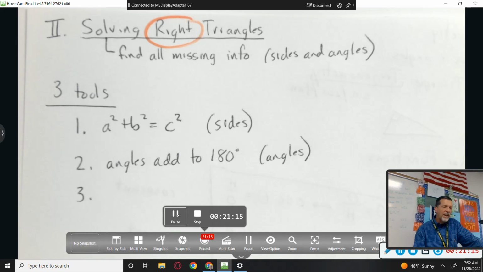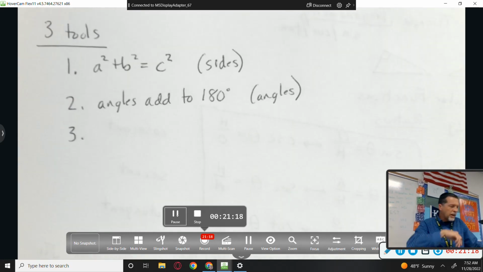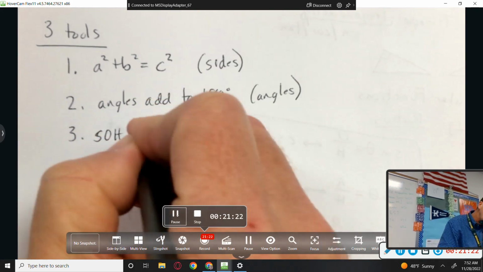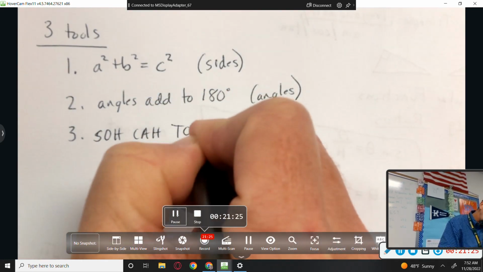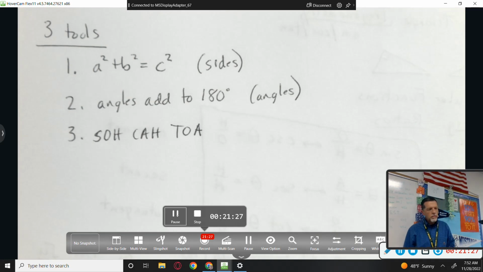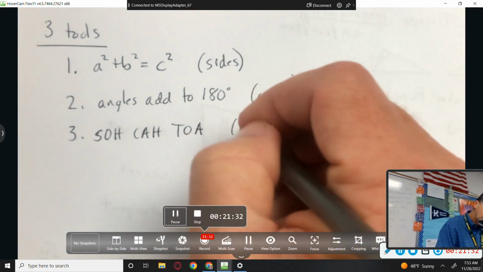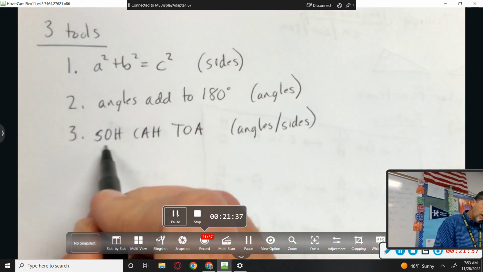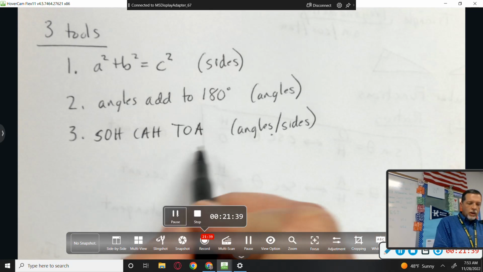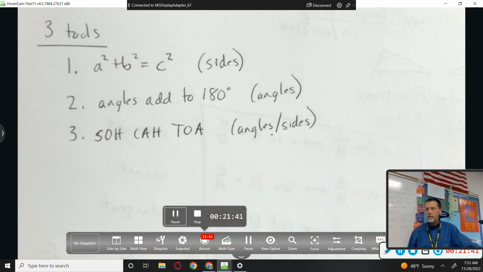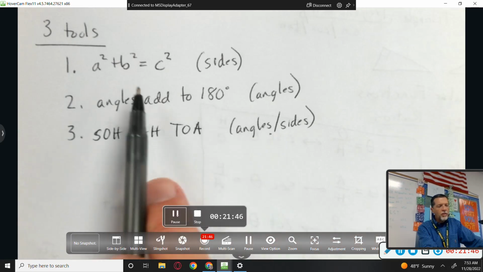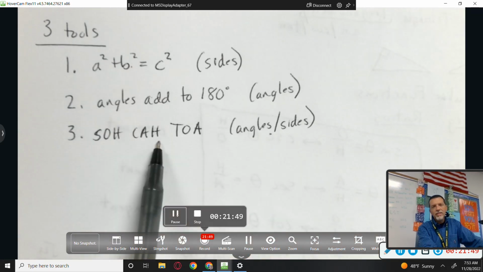So that's your angles tool. And then lastly, you have SOHCAHTOA. SOHCAHTOA combines angles and sides. Right? Because sine, cosine, tangent of an angle equals some ratio of sides. And by the way, you almost will always have to use all 3 of these, one each time.